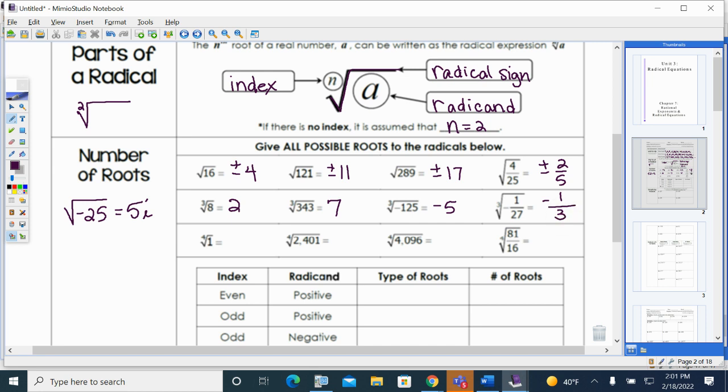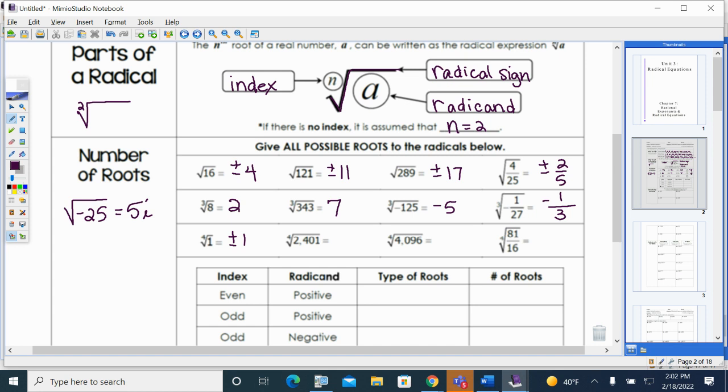The next line is our fourth roots. And again, the index here is even. Just like the first row, we can have multiple roots. I want the fourth root of 1. Well, 1 times 1 times 1 times 1 is 1. Negative 1 times negative 1 times negative 1 times negative 1 is also a 1. So this can be a positive and a negative 1.